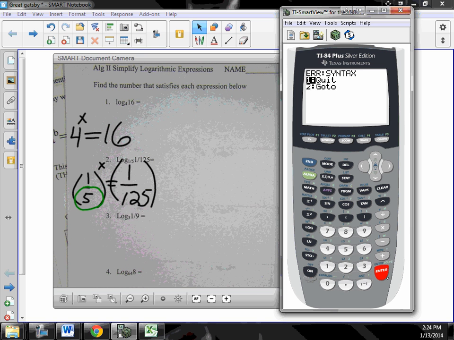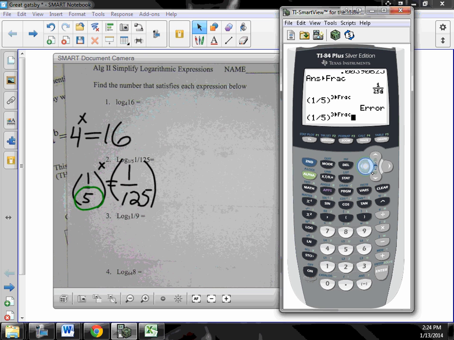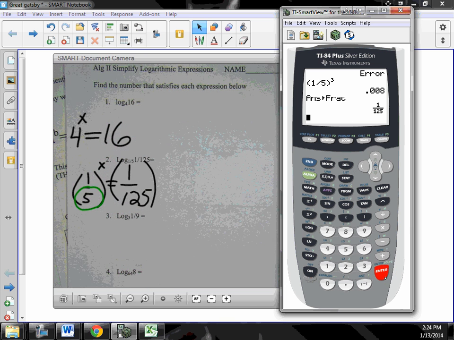Oops. Can't put the fraction thing right there, apparently. Okay. Now math fraction, 1 over 125. All right.